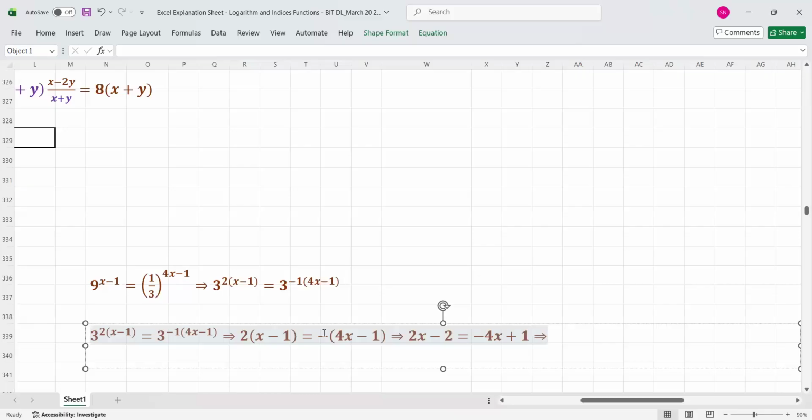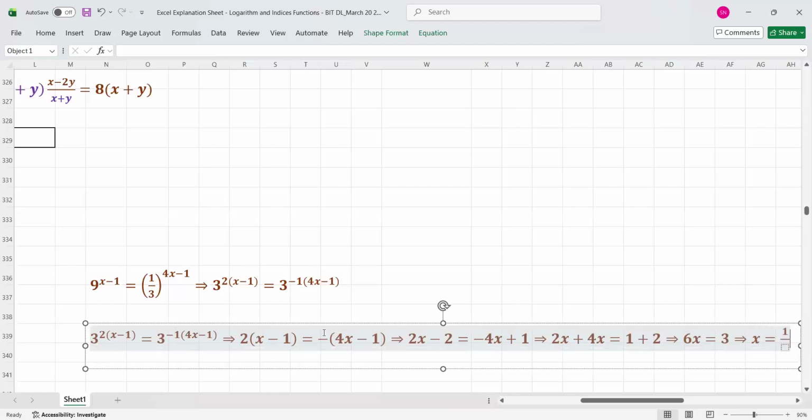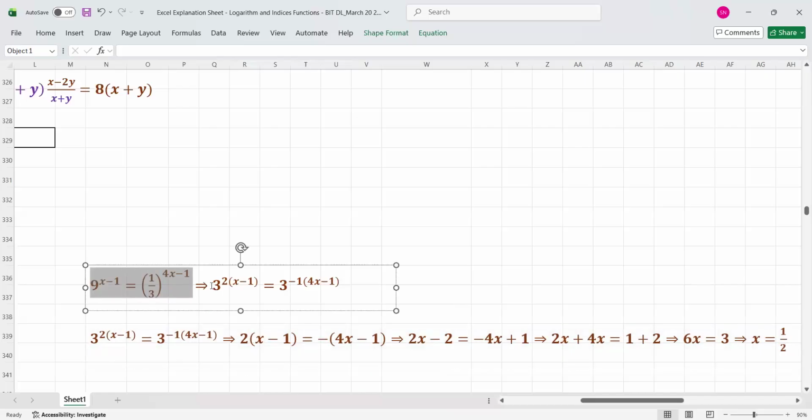If we bring minus 4x to the left, it gives you 2x plus 4x. Then we take minus 2 to the right, which gives 1 plus 2. So we end up getting 6x equals 3. Therefore, x is equal to what? Half. Yes, x will be equal to 1 divided by 2. Okay, so that is how you solve a question like this.